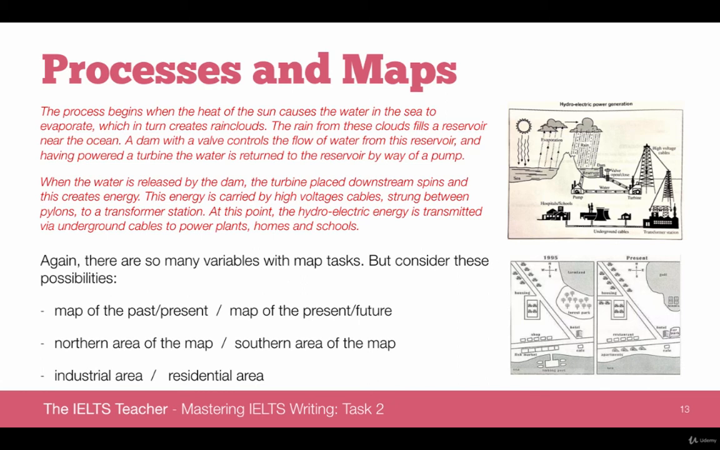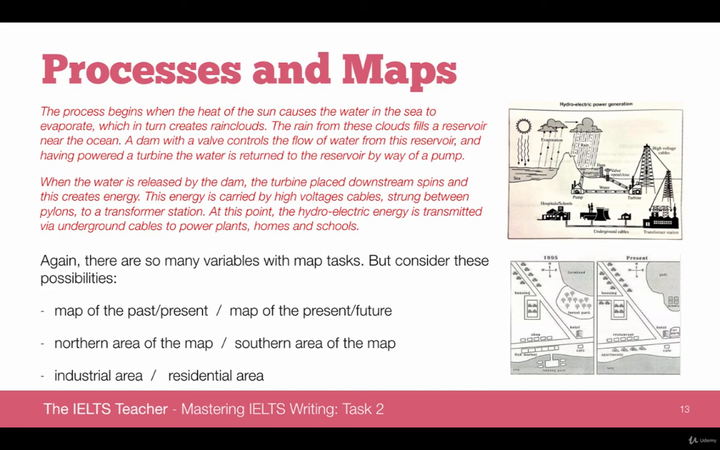In the first detailed paragraph, you could focus on the older map, so maybe the map of the past or the present, and in the second detailed paragraph, you could focus on the newer map, the map of the present or the future. If it's only one map, or only one of the maps has much detail, you could focus on different areas. So you could look at the northern area of the map versus the southern area of the map, the eastern area of the map versus the western area of the map. Or maybe there are big differences in certain sections of the map. So you might focus on the industrial area and then focus on the residential area.